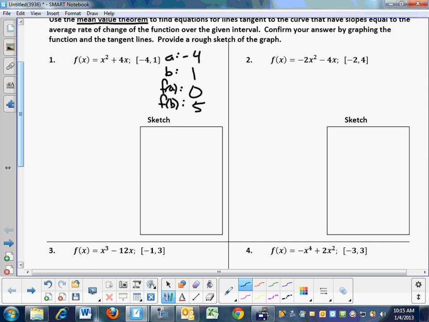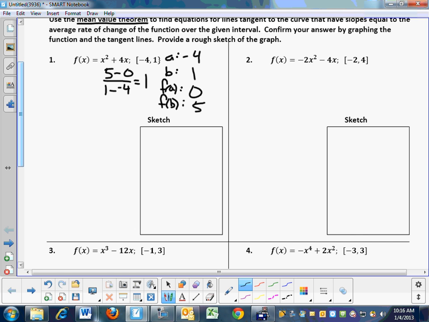So what we want to do now at this point is we want to come up with the average rate of change. The average rate of change will be f of b, which is 5, minus f of a, which is 0, divided by b, which is 1, minus a, which is -4. What does that give me? 1. Yeah, that is the average rate of change of the function over that given interval. Yes, the slope from -4 over to 1.